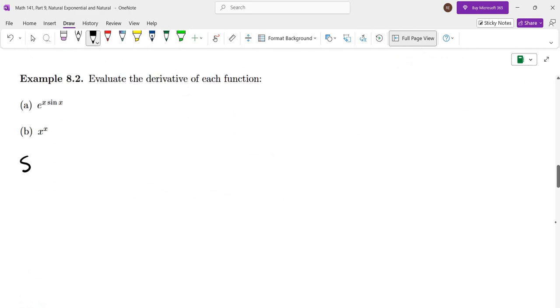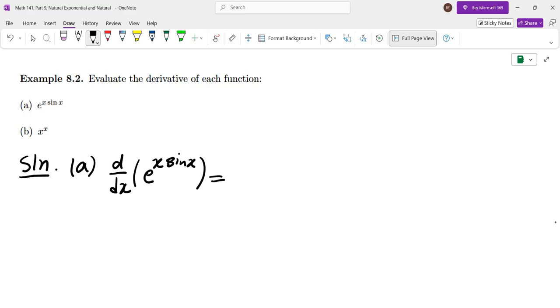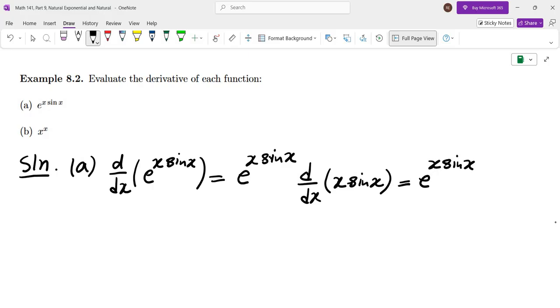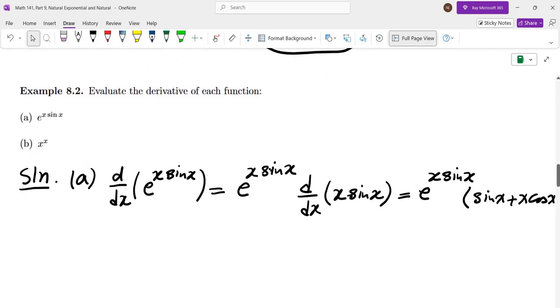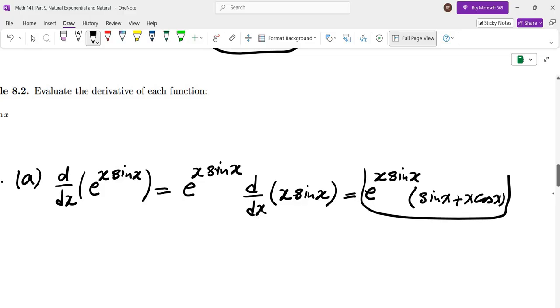Okay, let's look at another example. Evaluate the derivative of this function. So this is e to the power of a function. What's the derivative of e to the power of x sine x? Well, we have to use the chain rule. So we get e to the power of the function times the derivative of the inside, the derivative of x sine x. So this becomes e to the power of x sine x times sine x plus x cosine x. So that is the answer to this derivative.